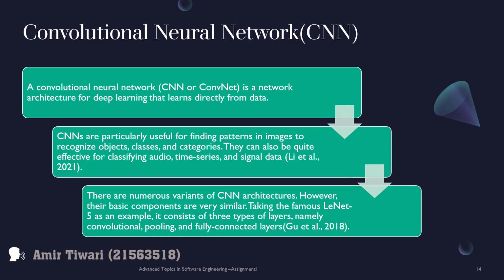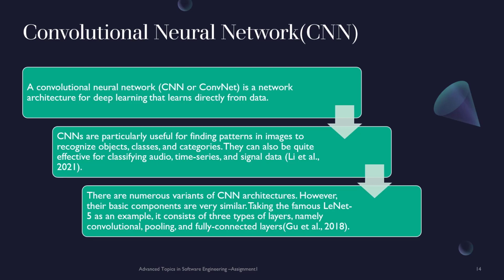I'm going to talk about the convolutional neural network and how it is being used in automated vehicles. So CNN is a network architecture for deep learning that learns directly from data, and it is used for finding patterns in images to recognize object classes and categories.